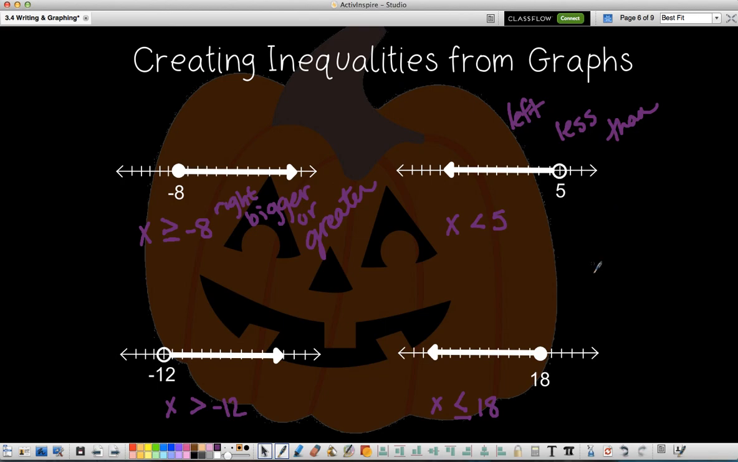Okay, so the direction tells you which symbol to use. So if it's pointing to the right, you use your greater than, and if it's pointing to the left, you use your less than. And then if it's a closed dot, you use the equal sign, and if it's an open dot, you don't. Okay, so it includes it or it doesn't.